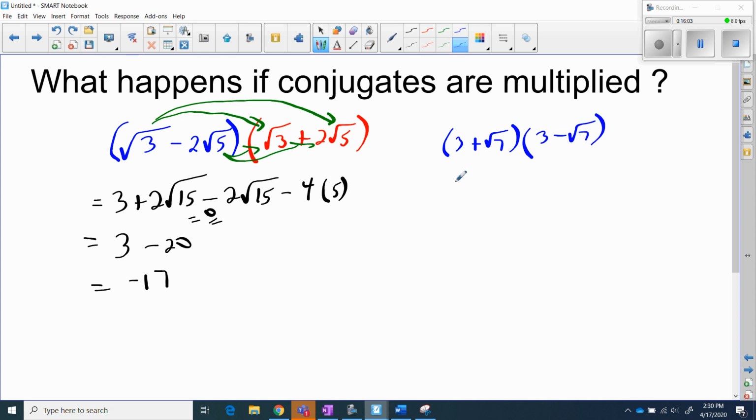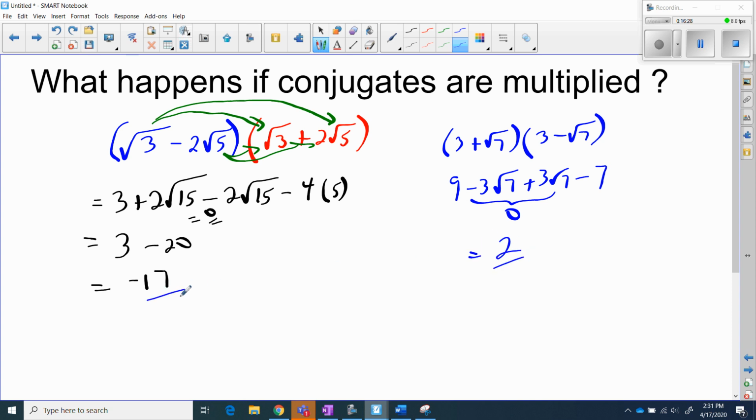3 times 3, 9. 3 times negative root 7, negative 3 radical 7. Root 7 times 3, positive 3 radical 7. Positive times negative, so I know it's negative. Square root of 7 times the square root of 7 is just a 7. Again, these two give me 0. 9 take away 7, I just get a number.